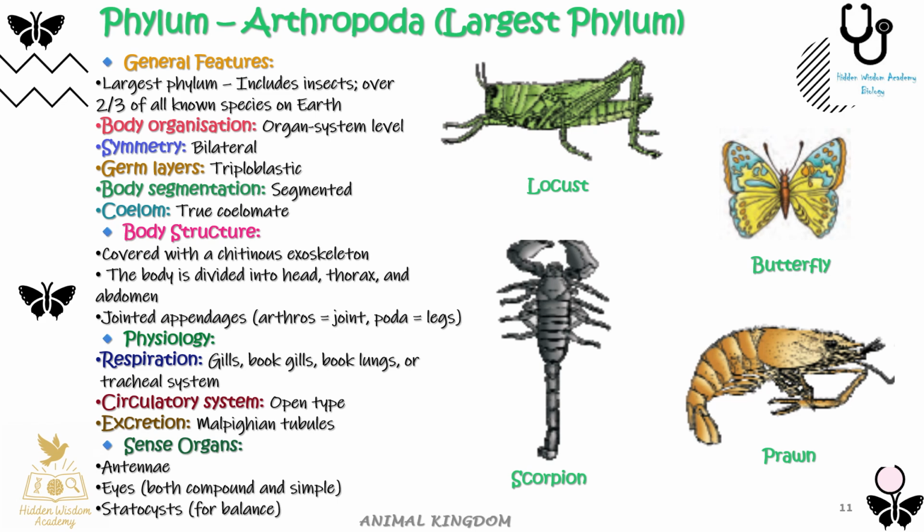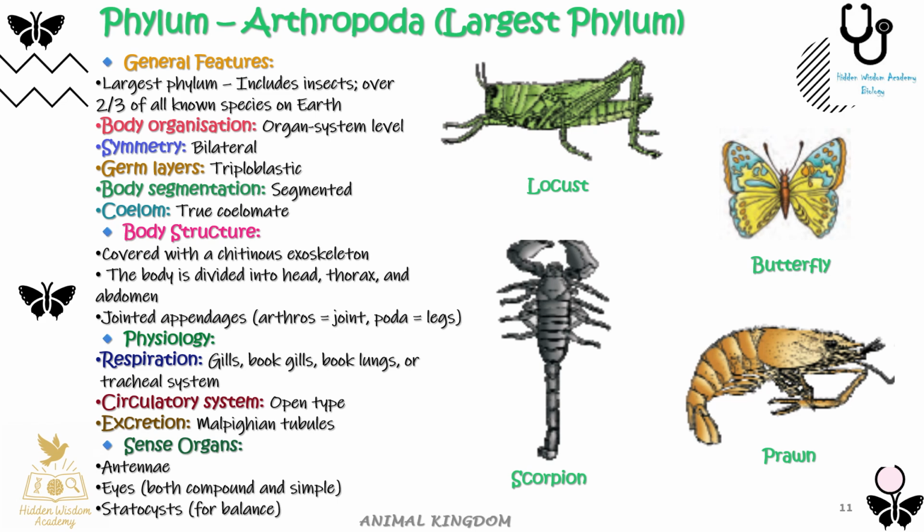Their body is segmented and covered with a hard, chitinous exoskeleton. The body is divided into 3 main parts: head, thorax, and abdomen. They have jointed appendages. As the name suggests, arthros means joint and poda means legs. Arthropods breathe through gills, book lungs, or a tracheal system, depending on the species.